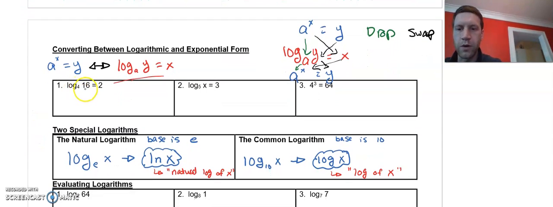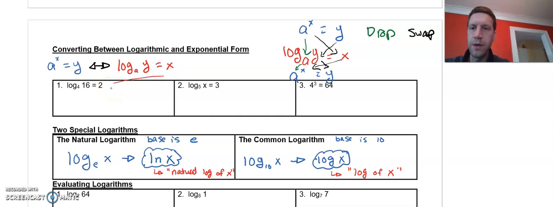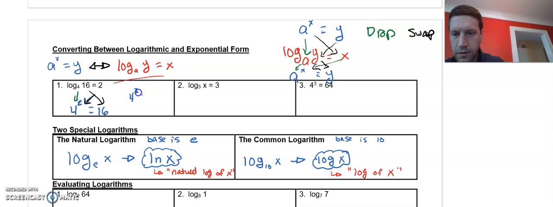So log base 4 of 16 is equal to 2. That's a true statement, and we can see it probably a little more clearly when we're in exponential form. So let's go ahead and change it to exponential form. So I want to drop my 4. And then we will swap the 2. Oops, I should do that in black to stay consistent. Swap the 2 and the 16. So 4 to the second power is equal to 16. I'll write that again.